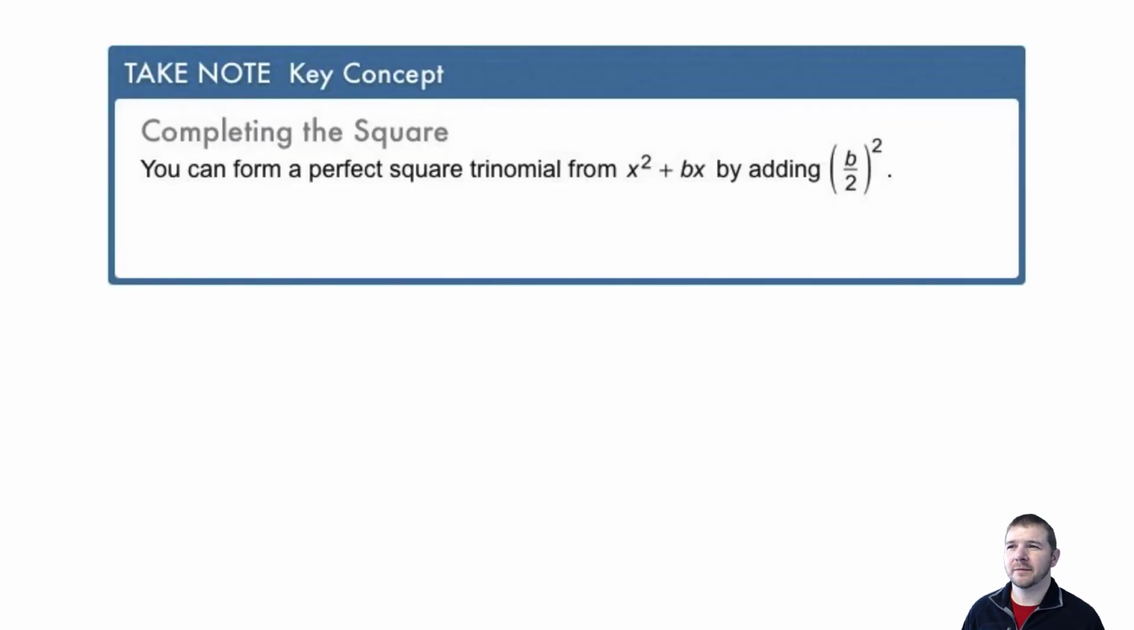Take note, key concept, completing the square. You can form a perfect square trinomial of the form x squared plus bx by adding b over 2 squared. The perfect square trinomial that's created, x squared plus bx plus b over 2 squared, equals the binomial x plus b over 2, squared.